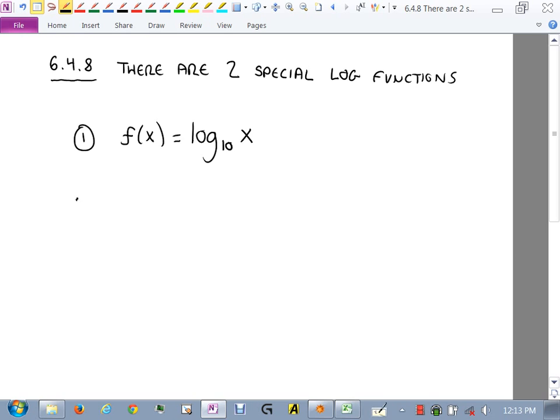And then the other one was f of x equals, what was the base for the other one? E, log base e of x. And this one is called the natural log. The natural log. But keep in mind, there are infinitely many log functions, because there's infinitely many bases you could use. Right? You could use 10, you could use 11, 12, you could use 12.6. Doesn't matter, right? But these are the two very special ones that are used a lot.